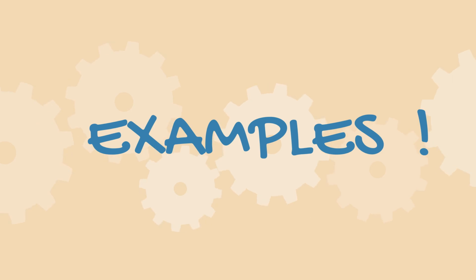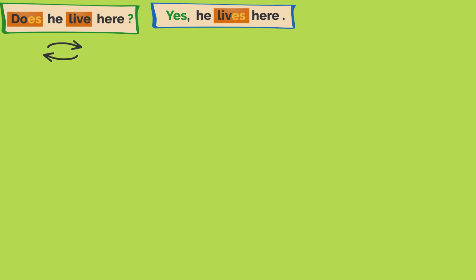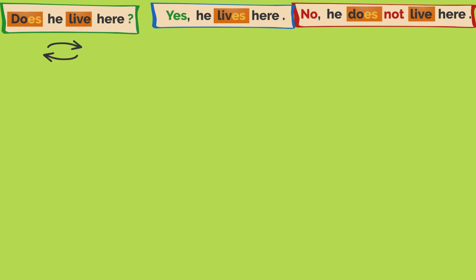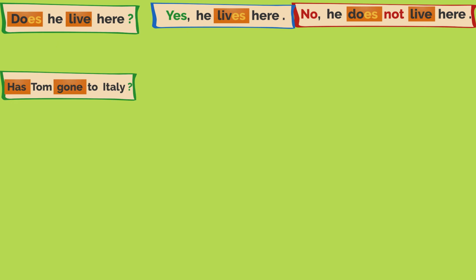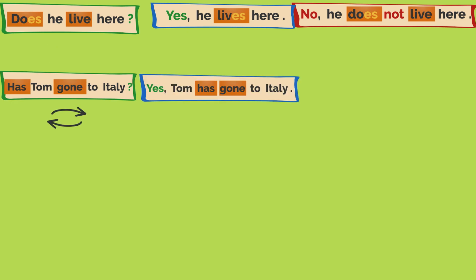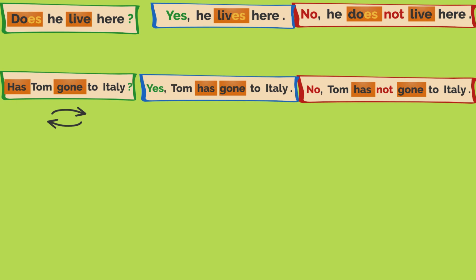Examples. Does he live here? Yes, he lives here. No, he does not live here. Has Tom gone to Italy? Yes, Tom has gone to Italy. No, Tom has not gone to Italy.